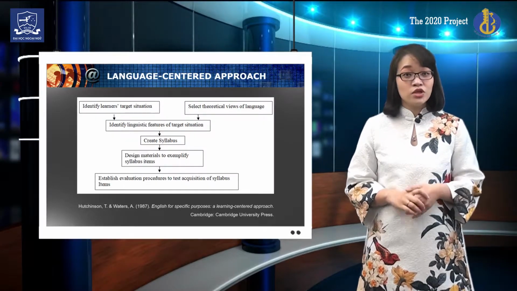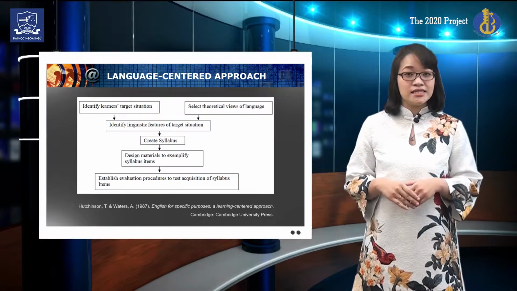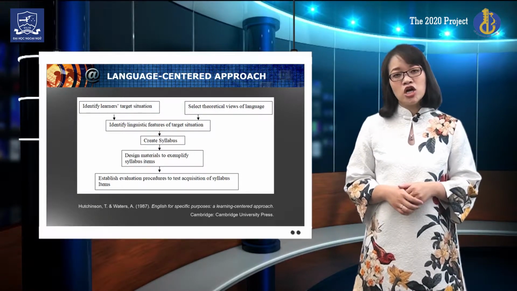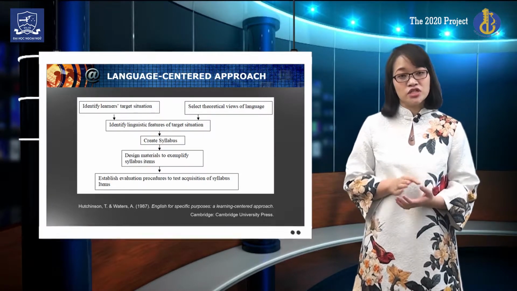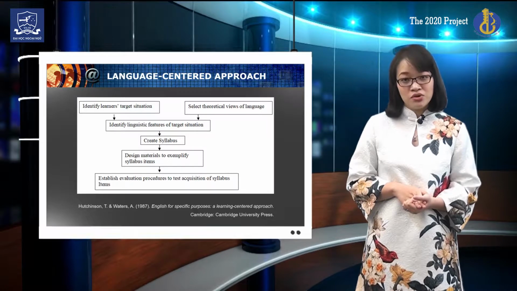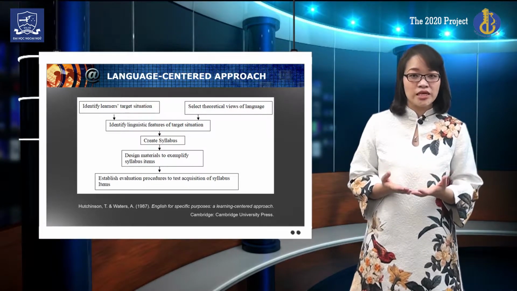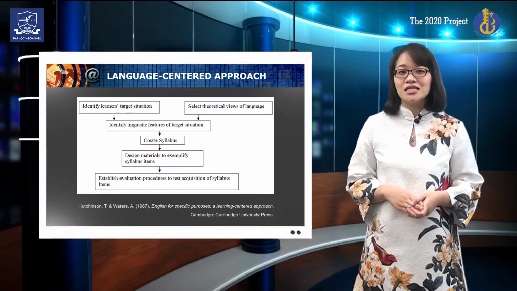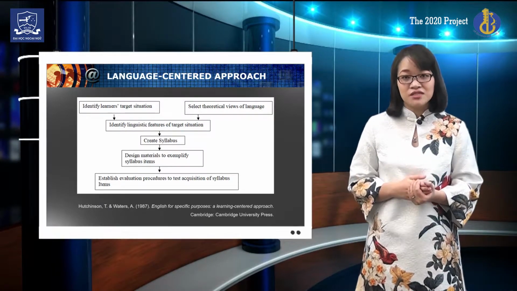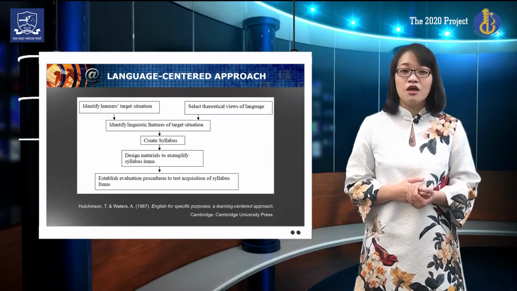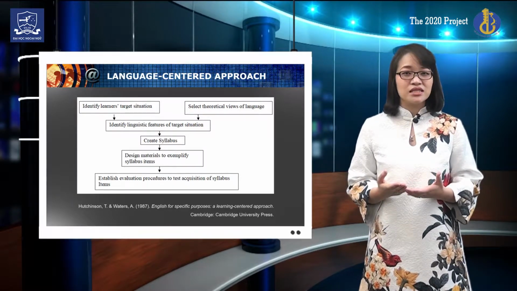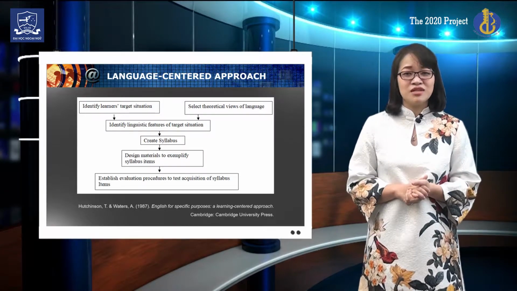By understanding learners' target situation and selecting the appropriate language theory, a course designer can identify linguistic features of the target situation, then create a syllabus, design materials to exemplify syllabus items, and finally, establish evaluation procedures to test the acquisition of syllabus items. This approach seems to be logical at best, but in fact, it is criticized because of a number of weaknesses.